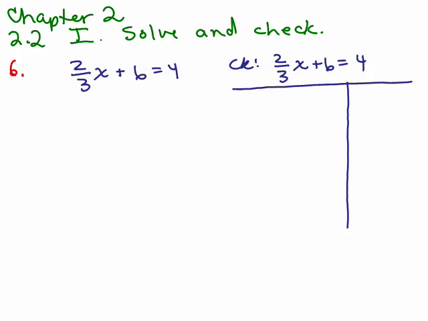Okay, we're solving more equations from Chapter 2. We're on Section 2.2, Part 1, to solve each equation and then check each solution. So, number 6, we have 2/3 x plus 6 equals 4.